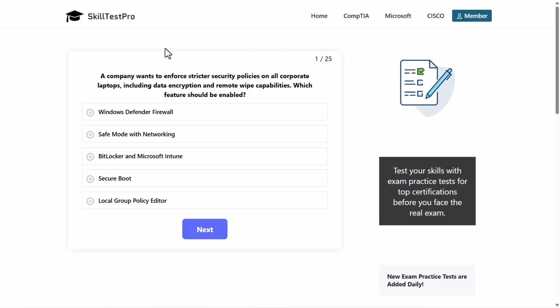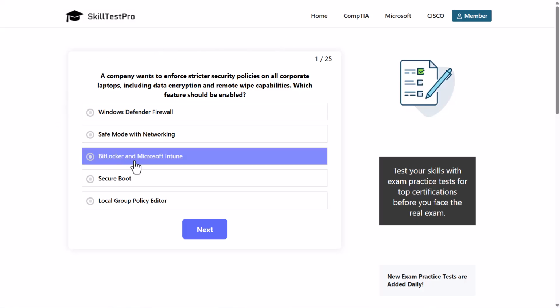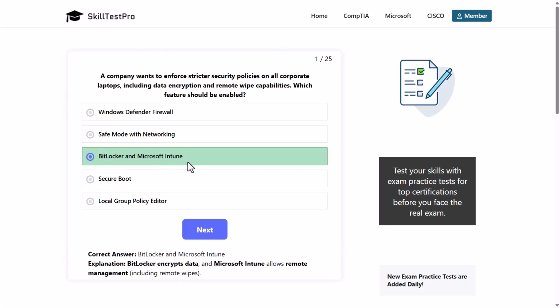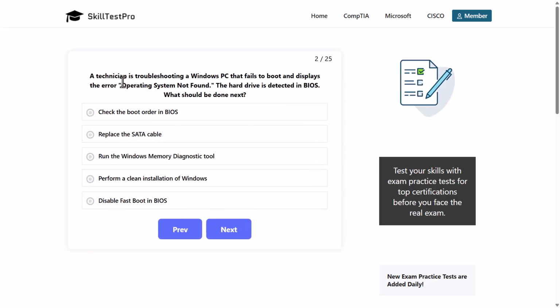And here the correct answer is BitLocker and Microsoft Intune, as BitLocker encrypts data and Microsoft Intune allows remote management, including remote wipes.